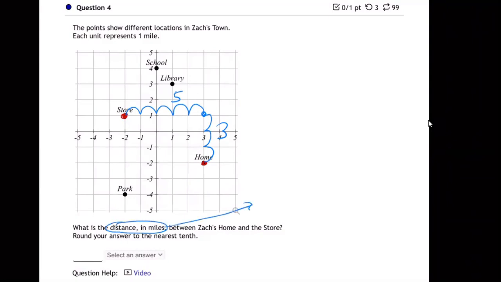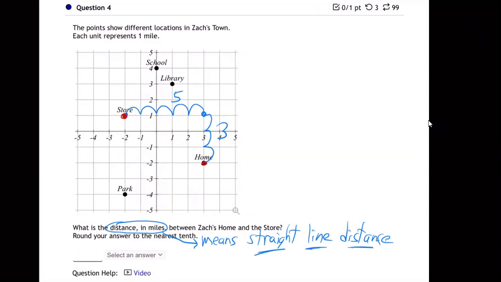You should know that whenever they say distance, it means straight line distance. So in other words, what we're really interested in is how far in a straight line between those two. This is really the distance right there.